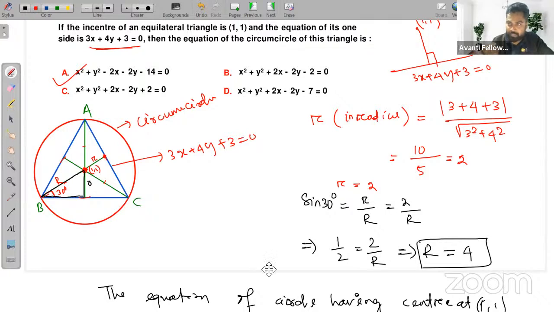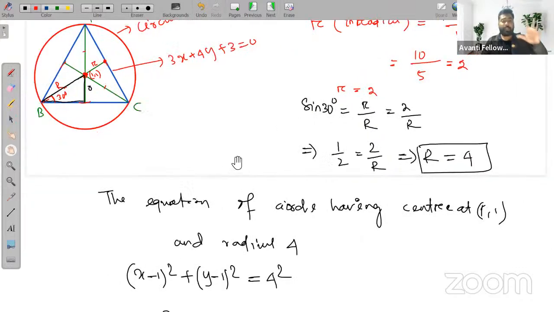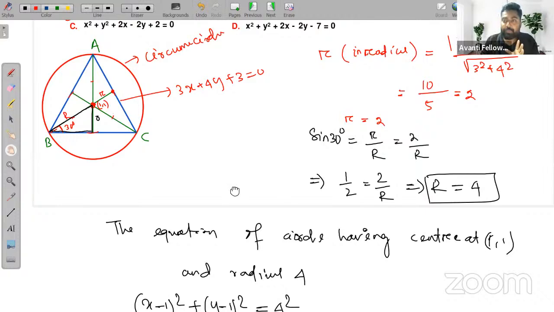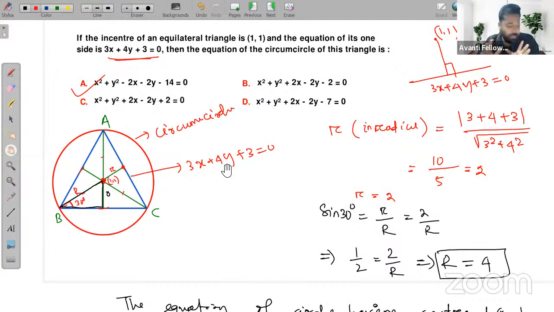Clear? Is there any doubt? You can ask. What I did actually, you need to understand this in center, inscribed circle, circumcircle, circumcenter, and radius. Small r is called the radius of the inscribed circle, and capital R is the radius of the circumcircle. Is it clear to all? We did not use any complicated concept here. We just used the incenter and circumcircle concept, nothing else.